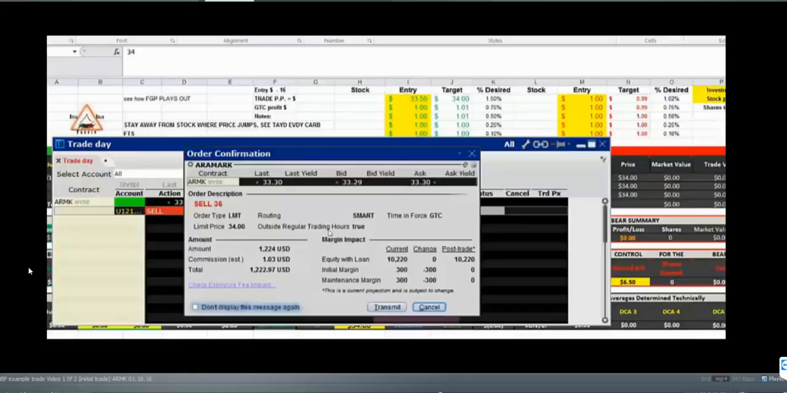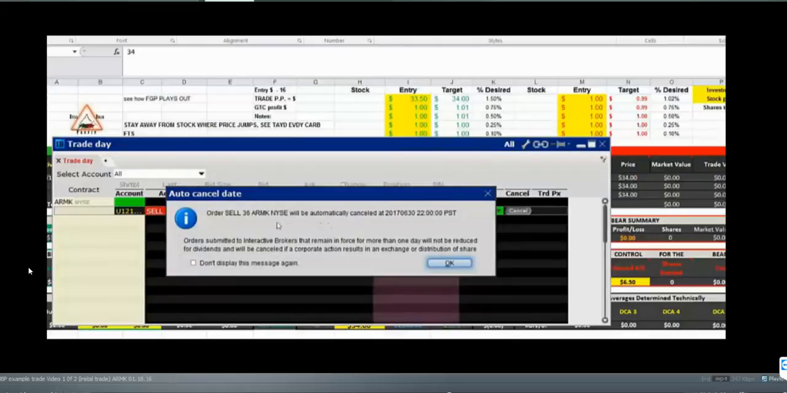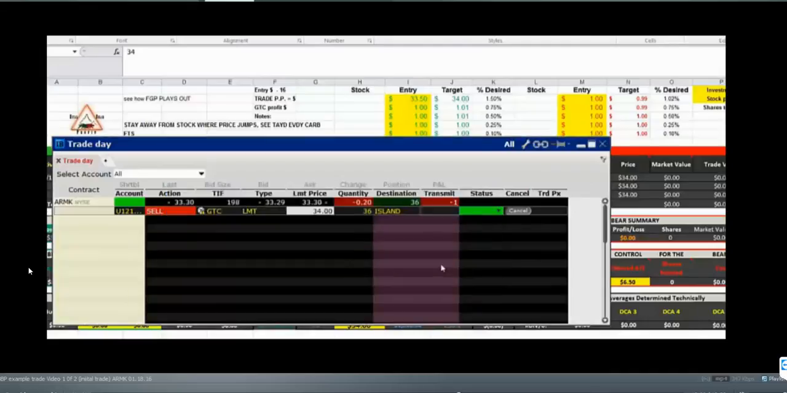We can trade outside regular trading hours. I have the platform set to be true, so it's 24 hours, in case the stock decides to shoot up overnight, which it has done a few times in the past. And we are good till canceled. Then we will transmit it. You'll always get this message: the order will be automatically canceled on June 30th, 2017, basically 6 months from now, if we weren't to look at it anymore. Hit OK, and that's it.